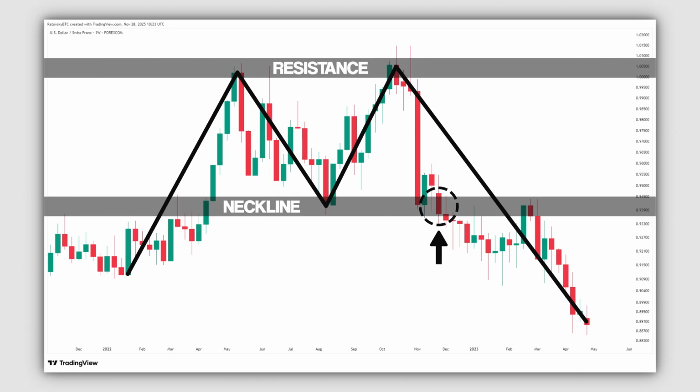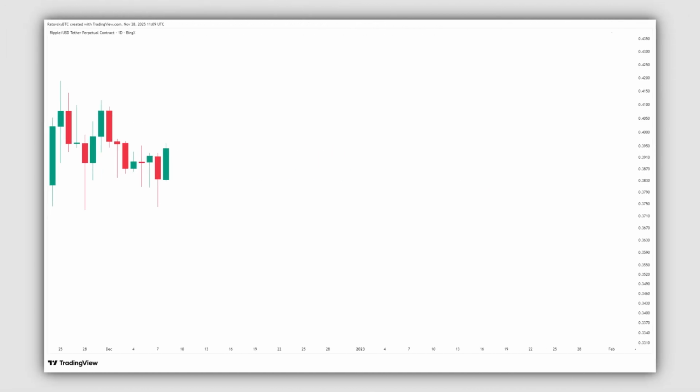Entry is taken on the neckline break or the retest, with a stop loss above the second top, and take profit equal to the height of the pattern or the next demand zone. A double bottom is the opposite, a bullish reversal pattern.